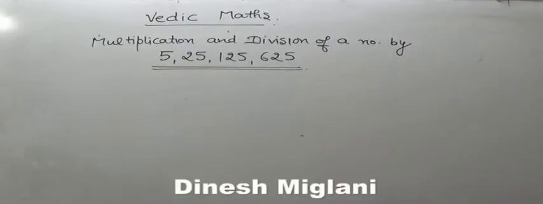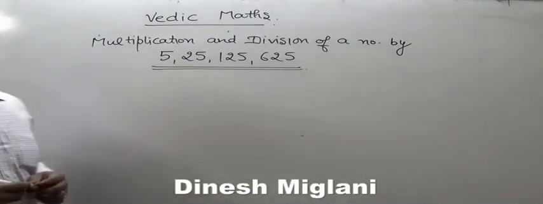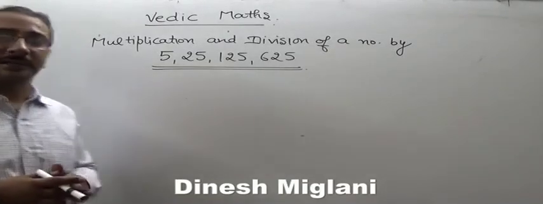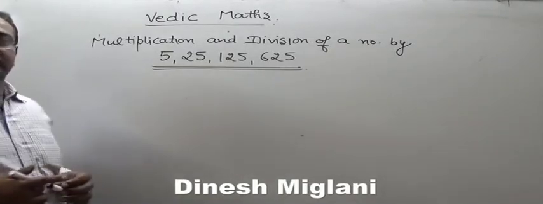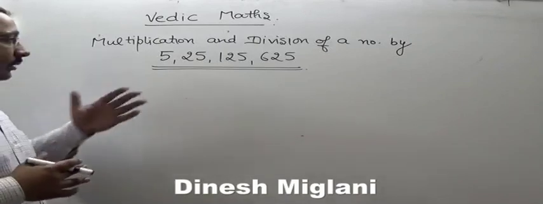Good morning, friends. In this session, we are going to understand how to multiply and divide a given number by 5, 25, 125 and 625. Before starting with this method, one thing is expected from you. You must know it.